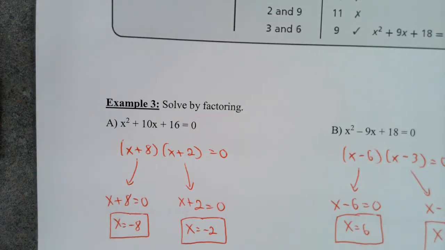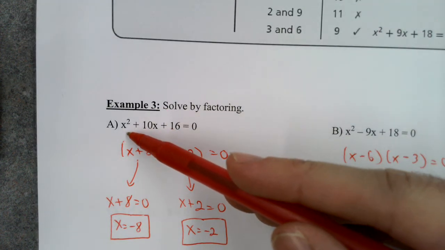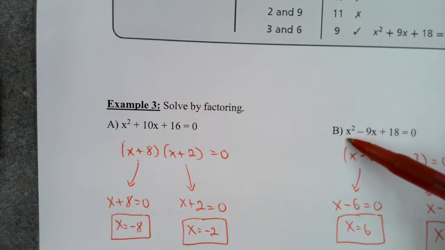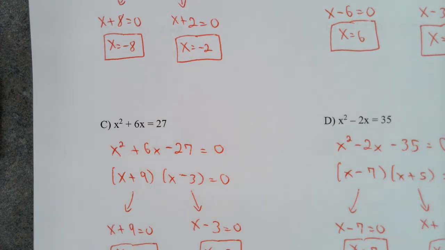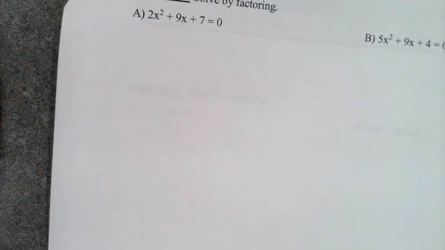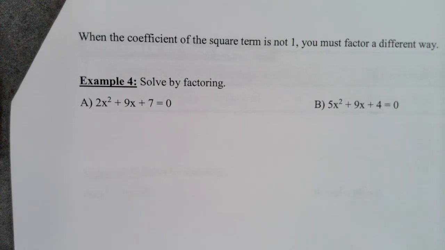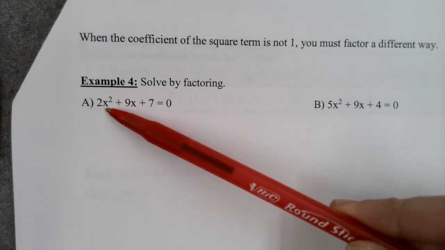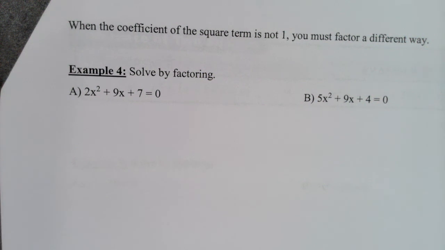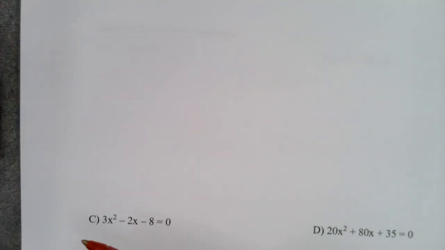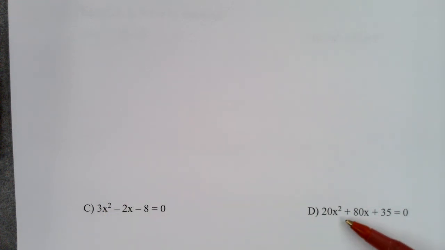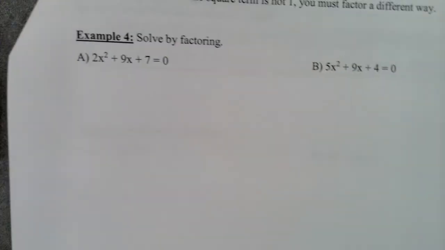Everyone on this page was 1x squared. See? 1x squared, 1x squared, 1x squared, 1x squared. This next page, that is not the case. So these are the hard ones on page 3. When the coefficient of the square term is not 1, you must factor a different way. These are not 1x squared. See, 2x squared, 5x squared, 3x squared, 20x squared. Oh boy. So you're going to have to factor these a different way.